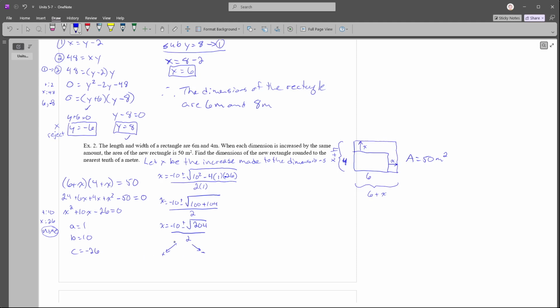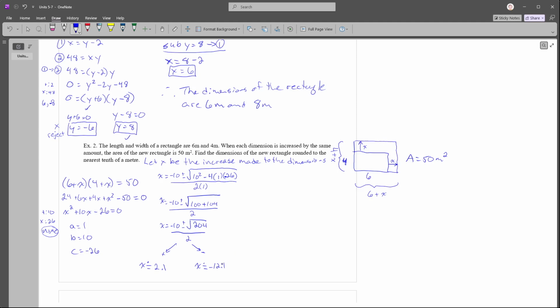So when I do this and I have negative 10 plus the square root of 204 divided by 2, what we end up with is x is equal to approximately, again, this is just a calculator thing, 2.1. Approximately. Over here, we end up with x is approximately equal to negative 12.1.